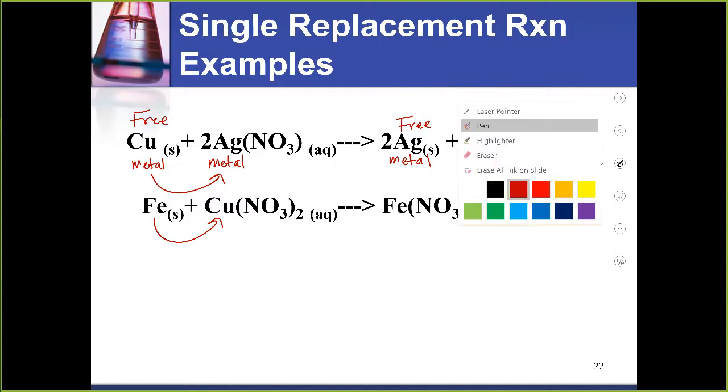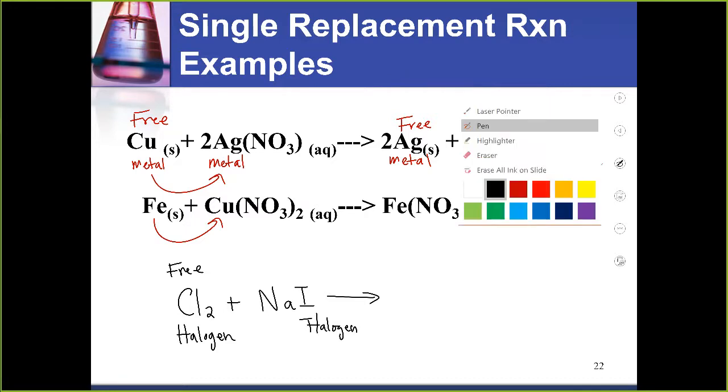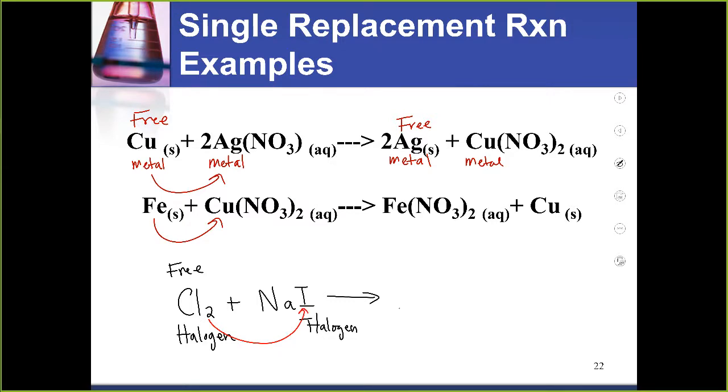If I write a version of this with a halogen, it will be Cl2, because chlorine is diatomic, plus sodium iodide. So chlorine is my free halogen. This is free. Iodine is my other halogen. Chlorine is going to kick out iodine and form NaCl. Chlorine has taken iodine's place and now I have I2, and that's my free halogen. So chlorine was the free halogen, then it became trapped in the compound, and now iodine is the free halogen. Okay? Balance this. Done.